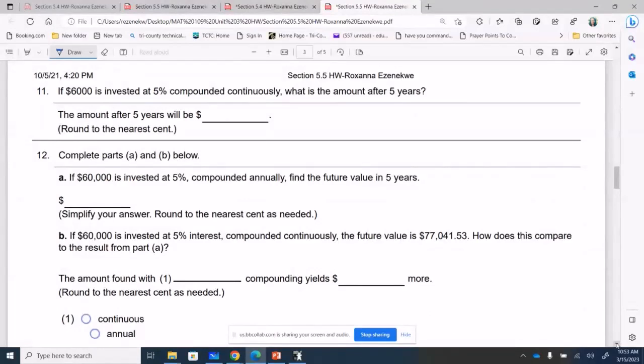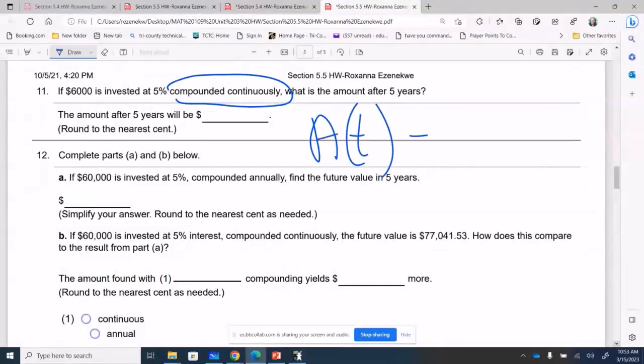All right. So remember that whenever you are given continuous compounding, the future value is equal to principal times e to the power rate times time.